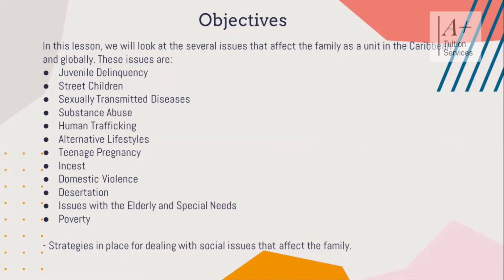And these issues are juvenile delinquency, street children, sexually transmitted diseases, substance abuse, human trafficking, alternative lifestyle, teenage pregnancy, incest, domestic violence, desertion, and issues with the elderly and special needs people. Poverty. We'll also look at the strategies in place for dealing with social issues that affect the family.